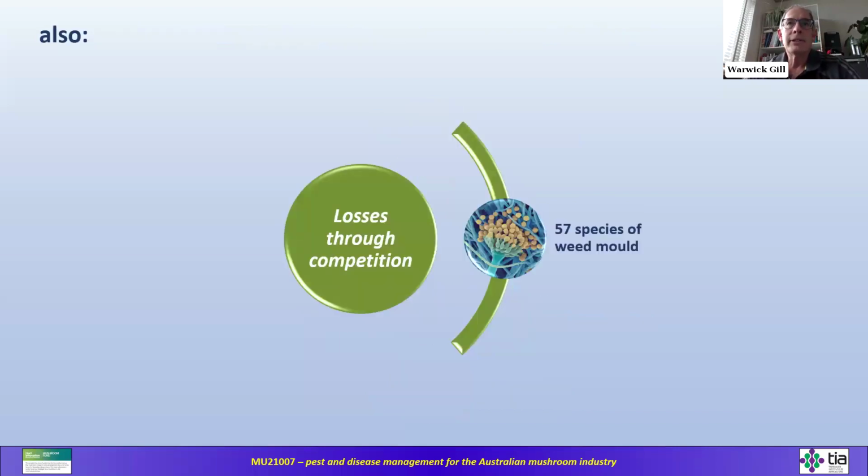They also documented 57 species of weed mold. So we are quite conversant with Trichoderma and Penicillium. Also things that come across from phase 2, which may indicate problems we have in phase 2, and we can use these to determine what's gone wrong with the crop. We call those indicator molds. They still cause issues in the crop.